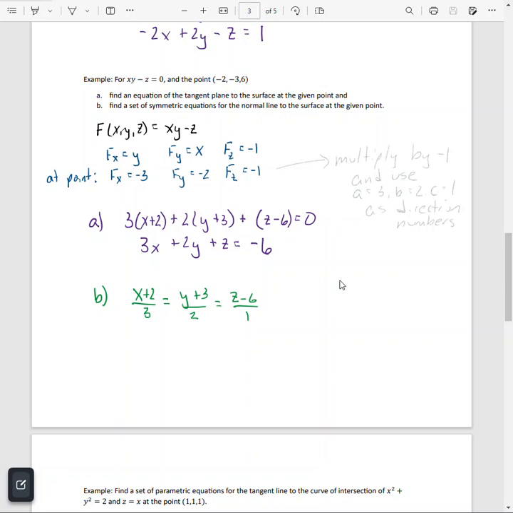Then we're going to find a set of symmetric equations for the normal line to the surface at the given point. Okay, so xy minus z equals 0, fantastic. We'll define capital F as being xy minus z.